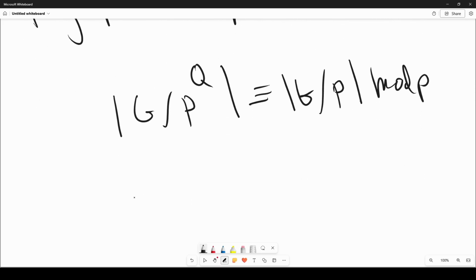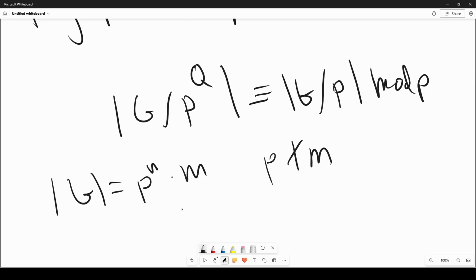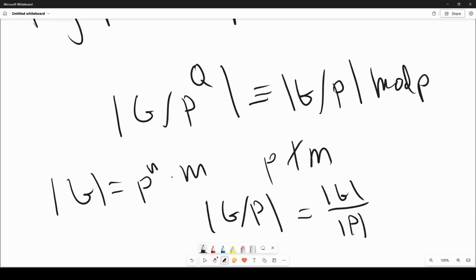But you should remember that we've defined G to be of order P to the N times M, where P doesn't divide M. So this P to the N is the largest power of P that goes into G, which means the size of G mod P is going to be equal to the size of G over the size of P, and the size of this p-Sylow subgroup P is just P to the N, so I get M here. And since P doesn't divide M, this means that this is not equal to 0 mod P.